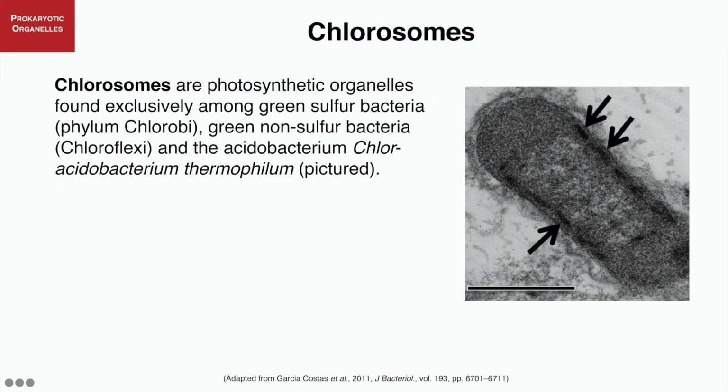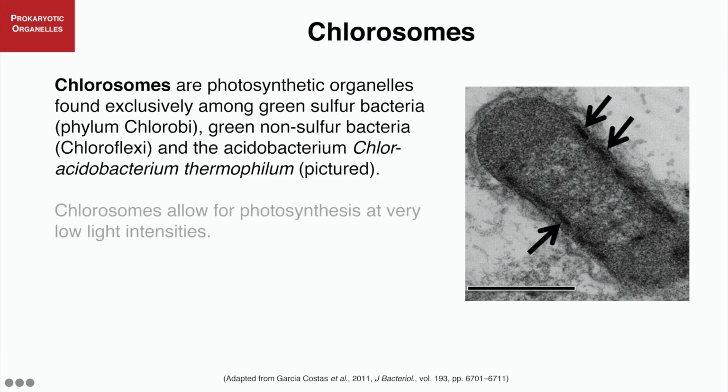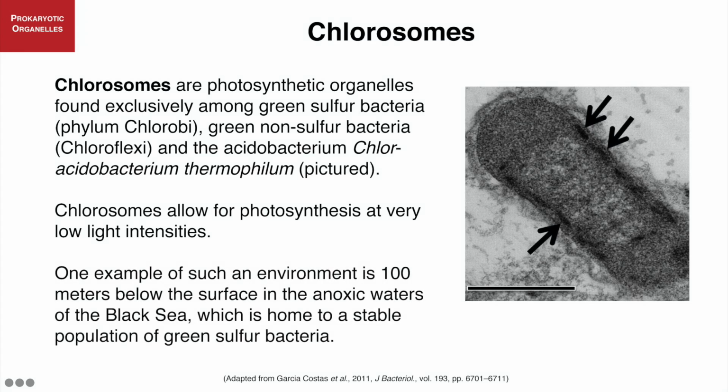Chlorosomes are photosynthetic organelles found exclusively among green sulfur bacteria, green non-sulfur bacteria, and Chloracidobacterium thermophilum. Chlorosomes allow for photosynthesis at very low light intensities. One example of such an environment is 100 meters below the surface in the anoxic waters of the Black Sea, which is home to a stable population of green sulfur bacteria.